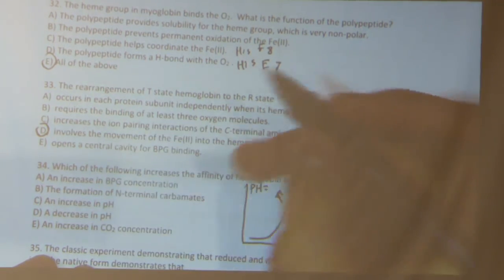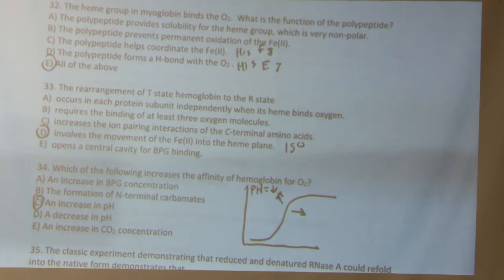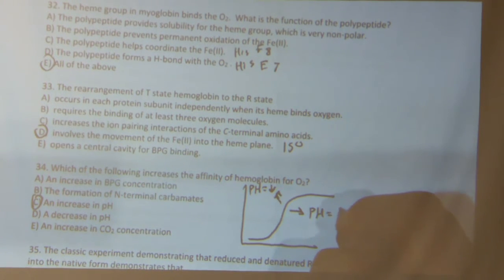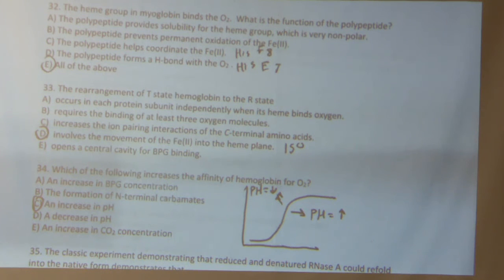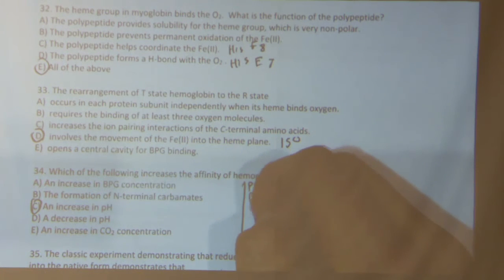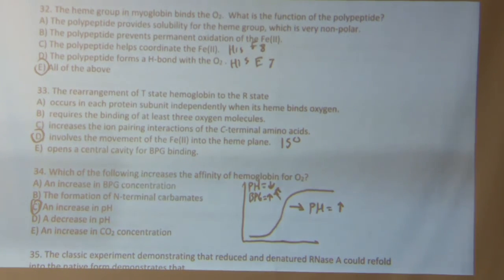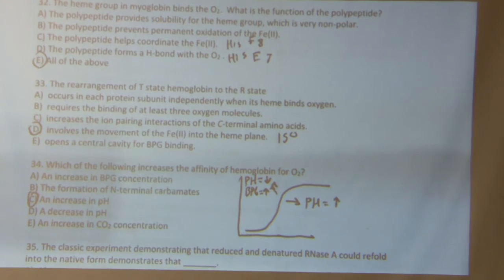Yes? So pH gets lower. So a shift to the right has pH going up. Do we all agree? So what about increasing in BPG? Which way are we shifting? To the left? How about increasing CO2 concentration? To the left? Do we all agree?